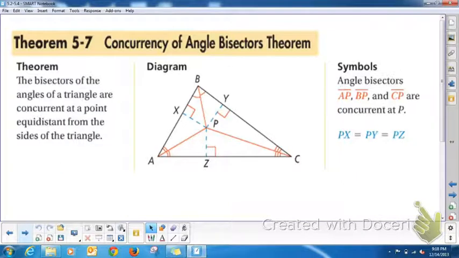Concurrency of angle bisectors: the bisectors of the angles of a triangle are concurrent at a point equidistant from the sides of the triangle. The perpendicular bisector theorem and the angle bisector theorem kind of seem backwards. In the angle bisector theorem, these are the segments that go to the sides that are congruent. We just discussed how when a point is on the angle bisector, then it's equidistant from the sides if it's perpendicular. So that's how we can prove this one.